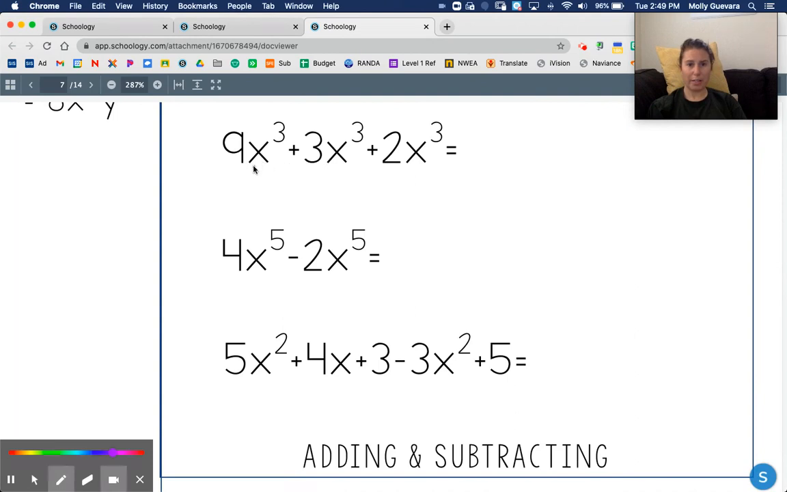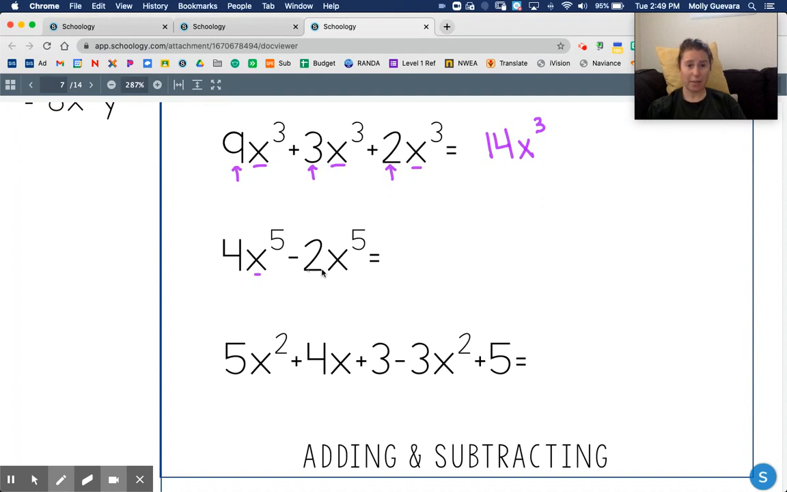So here I have an x cubed, an x cubed, an x cubed. So that tells me that I'm going to have x cubed, right? And then I just add 9 plus 3 plus 2. So 9 plus 3 is 12 plus 2 is 14. So I just get 14x cubed. I'm just combining my like terms.